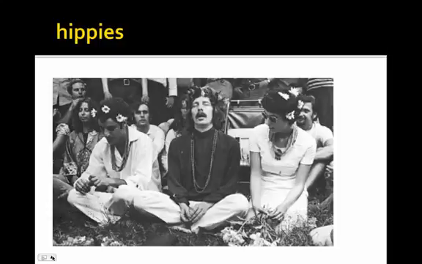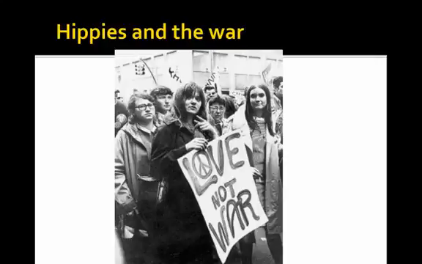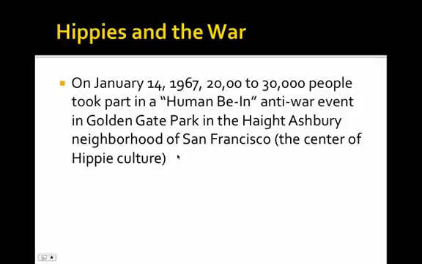There's some hippies doing some sort of sit-in. The peace sign became kind of a famous symbol of resistance to the war and also of hippies. On January 14th, 1967, between 20,000 and 30,000 people took part in what was called the Human Be-In. This is alluding to sit-ins and teach-ins, only they called it the Human Be-In, which was an anti-war event in Golden Gate Park in the Haight-Ashbury neighborhood of San Francisco, which was kind of the center of hippie culture. So there was music and speakers and a lot of hippies protesting the war.